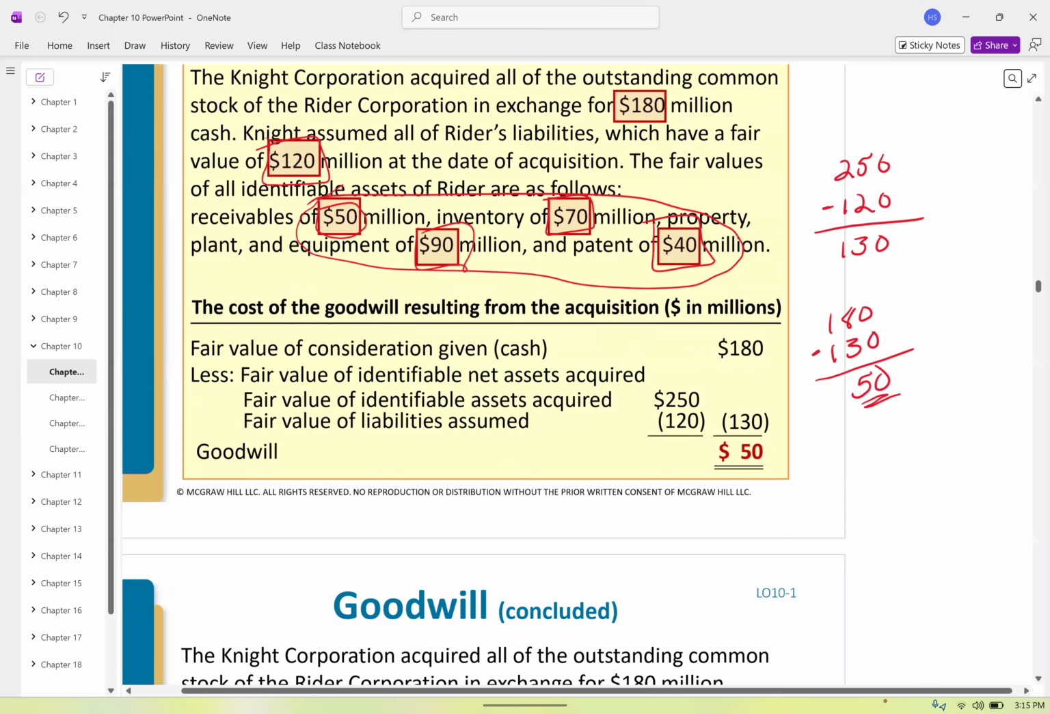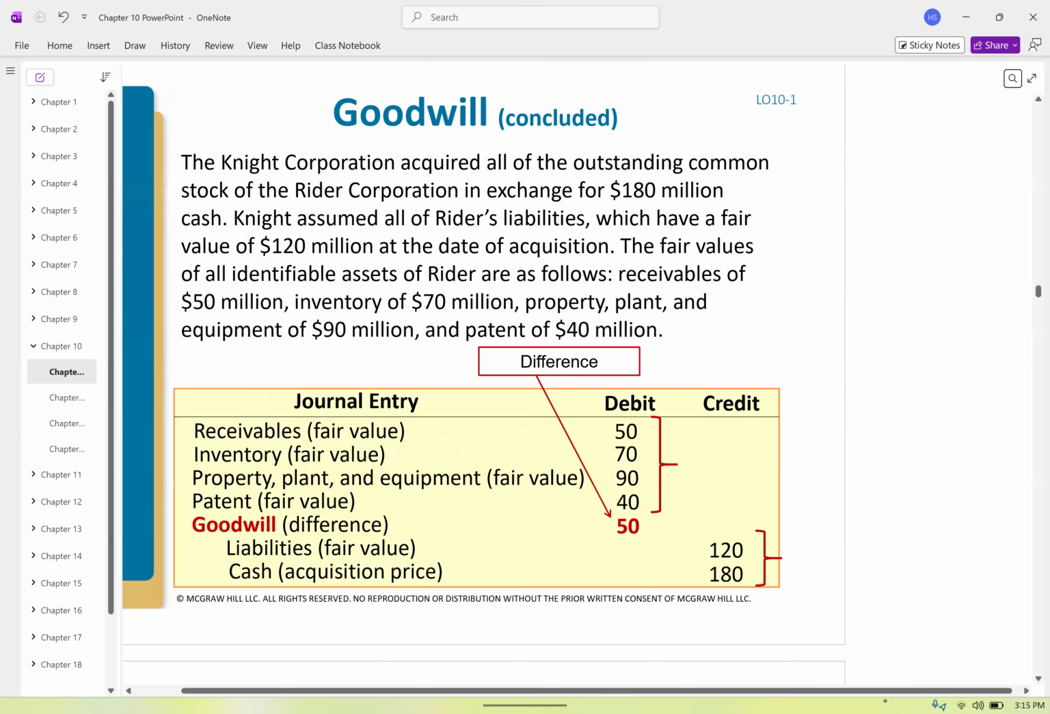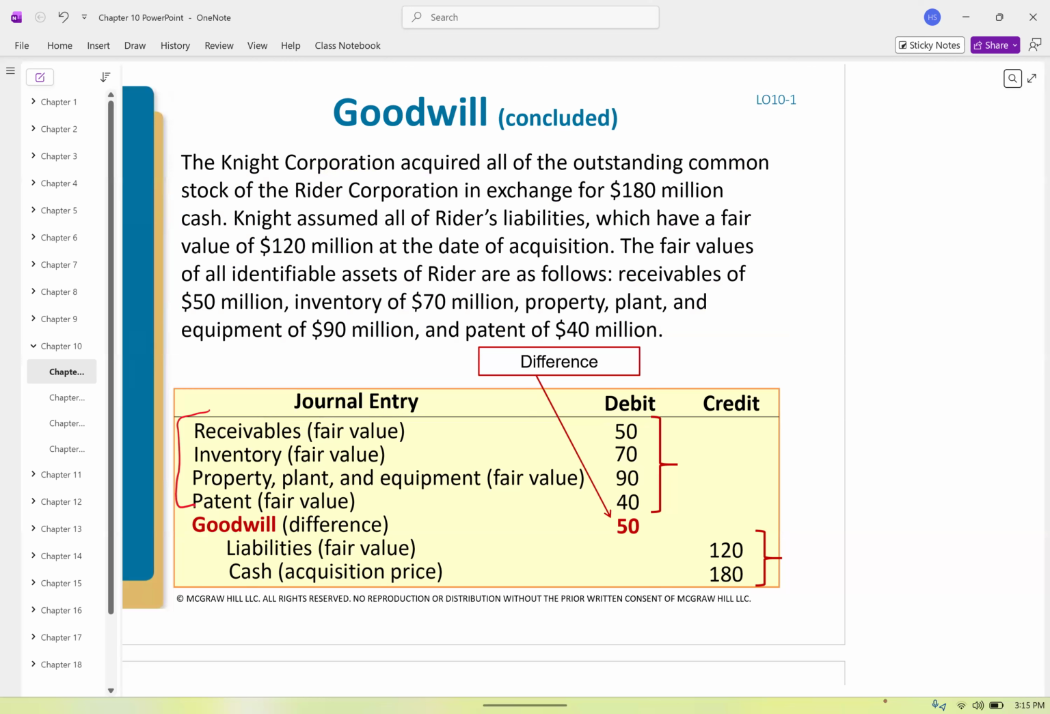Okay. So they give us the journal entry, which is good because I don't know that we've ever done the journal entry for that. We would debit all of these assets here. They're debiting every one of those assets. We're going to credit the liabilities and the cash that we used. And then the difference between all that, your journal entry should balance out.